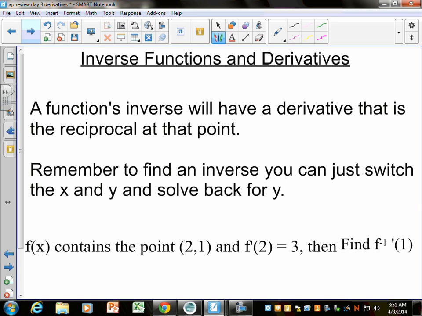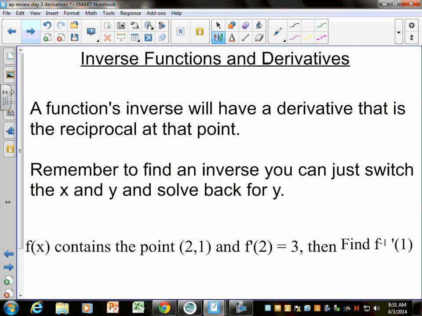A function's inverse will have a derivative that's the reciprocal of the derivative of the original one. And remember that you can just switch x and y and solve back for y if you want to find the inverse. Almost always on the AP test, they don't actually give you the function. They just give you some points and a derivative value, and they want you to know how to do the reciprocal of it. And we'll find one that's on a real test.